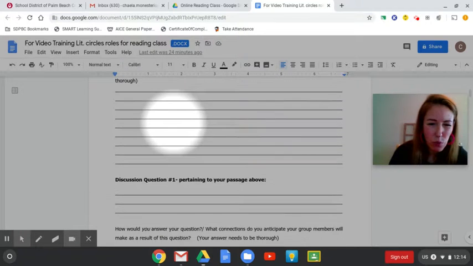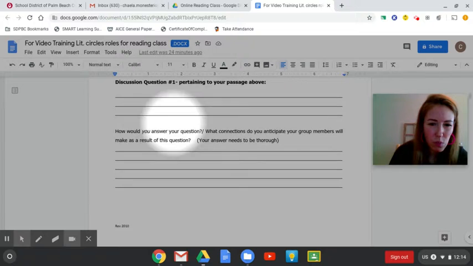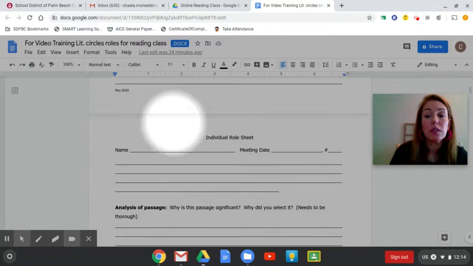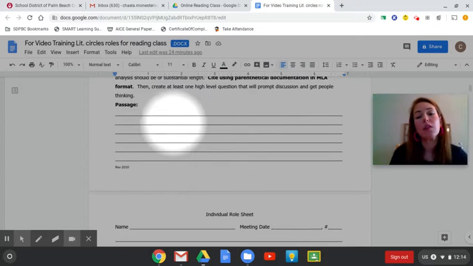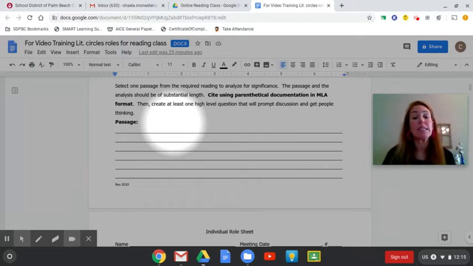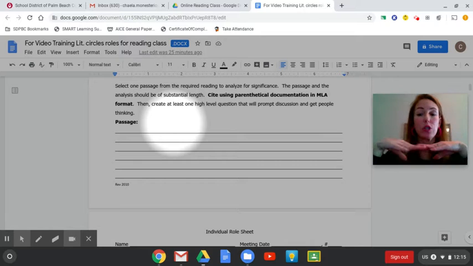Let me see if you have to do more than one passage. I think you guys just do one passage. Yeah, you're going to find one passage that you found the most interesting or the most significant, or maybe you related to it in some way, but a passage that stood out to you in some way. And when I say a passage, it must be like a whole paragraph, not just like 1 or 2 sentences.